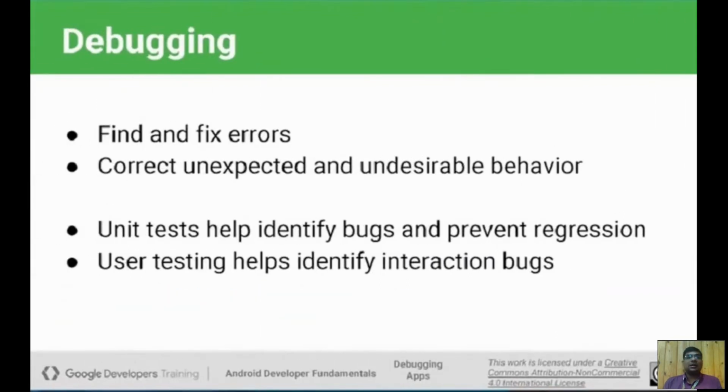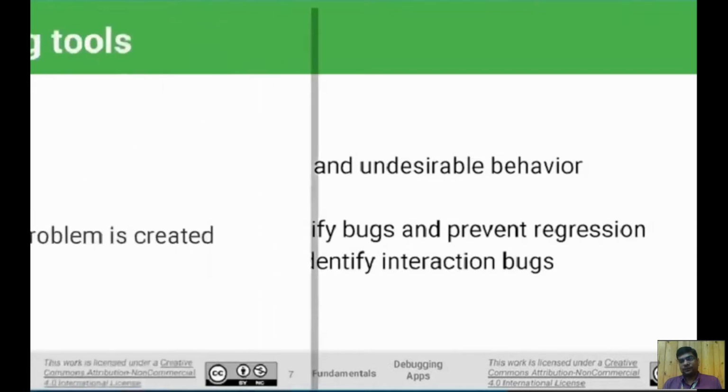Now, what is debugging? Debugging is where you fix those bugs. First, you find the bugs and you fix the errors, so that you do not get an undesired result. Testing is one of the ways to find bugs at the early stages of development itself. There are two types of testing which we will discuss in later sections: UI testing and unit testing.